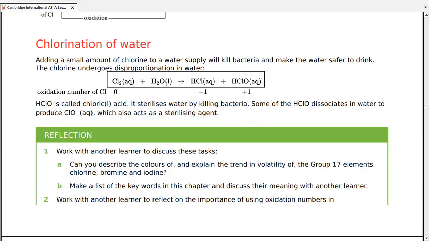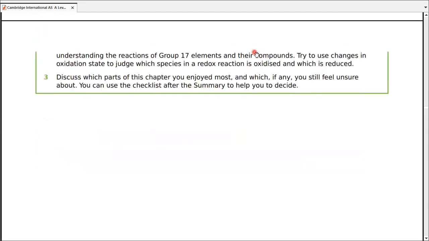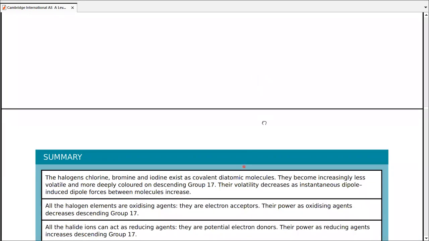We do understand the chlorine is going from 0 to -1 and +1 states. It is producing HClO, known as chloric(I) acid. It actually sterilizes water by killing bacteria with its atomic oxygen, the oxygen atom within it. This also acts as a bleaching agent. Now, some of the HClO dissociates in water to produce ClO negative ions. It acts as a sterilizing agent. The same ClO negative ion can also act as a bleaching agent, and can turn colorful substances into colorless substances. And I guess that's about it.